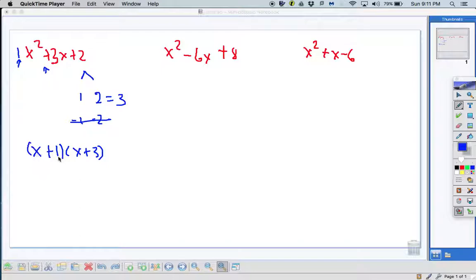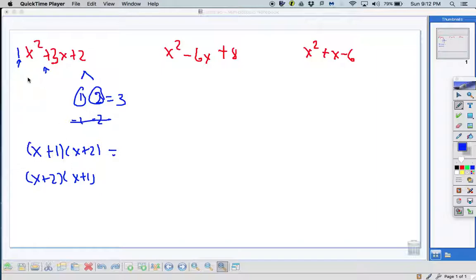So here's our factored form, x plus 1 and x plus 3, and it's perfectly fine to write it the other way around, x plus 3 and x plus 1. Oh my goodness, not 3, how about 2? X plus 2 and x plus 1. I saw this 3, and it should have been this. 1 and 2. Those are the numbers you put in there. X plus 1 and x plus 2. And we can check it.